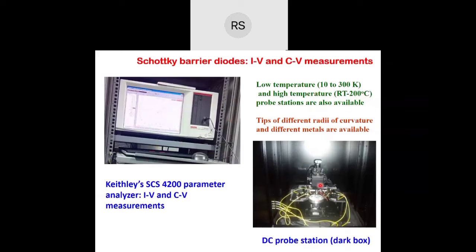You put the sample here, and you can contact even very small contact pads, not millimeter. I am talking about 10 micrometer, 20 micrometer, which have been defined by lithography.